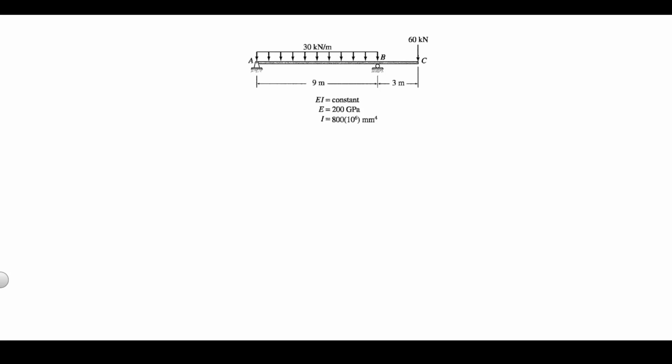Okay, sample number 3 for the virtual work method. We have here a simply supported beam with an overhang. Let's say we're going to determine the deflection at point C. So, deflection at point C.